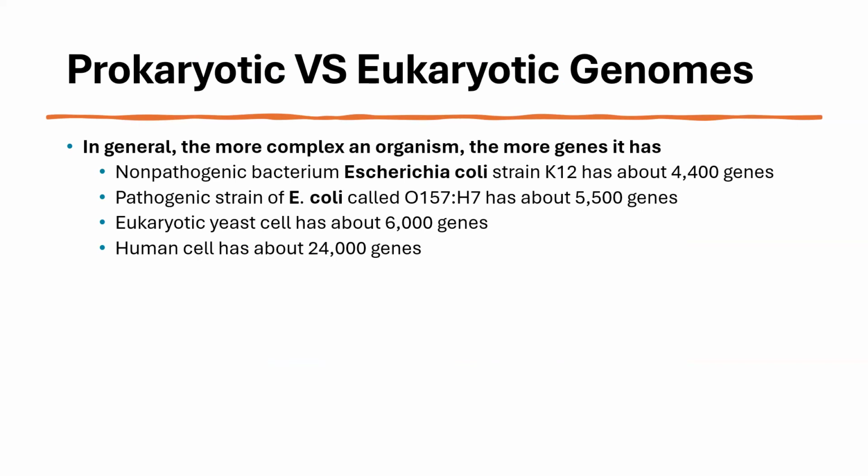Now, as a general rule of thumb, more complex organisms have larger numbers of genes. An example of this would be E. coli K12, which is just a normal lab strain of E. coli. It has about 4,400 genes, while pathogenic E. coli O157:H7 has about 5,500 genes. If we move to a eukaryotic yeast cell, they have about 6,000 genes, while humans have about 24,000 genes.